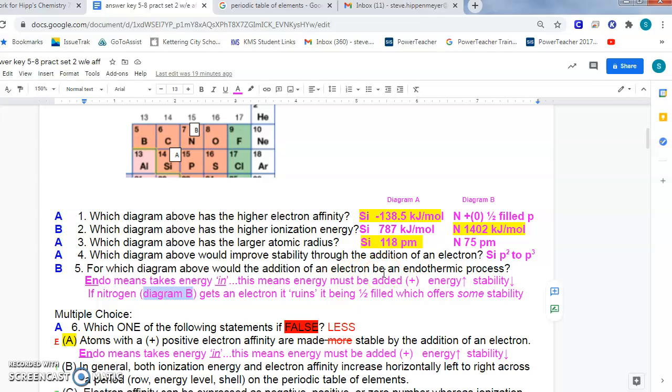Endo, energy going in, which means it's going up, adding it. Exo means the energy exits or leaves. That would go down.